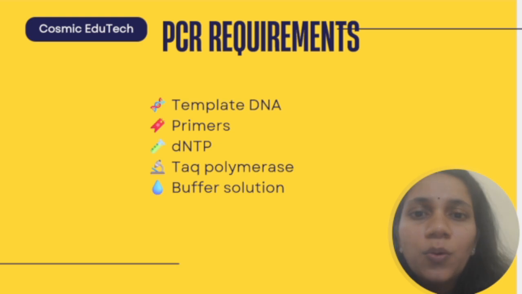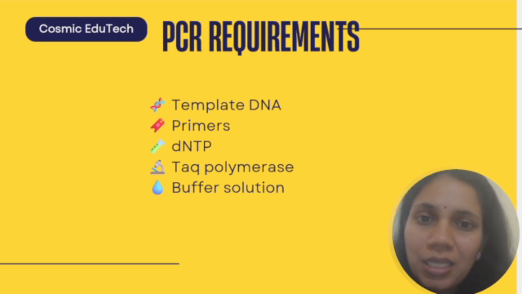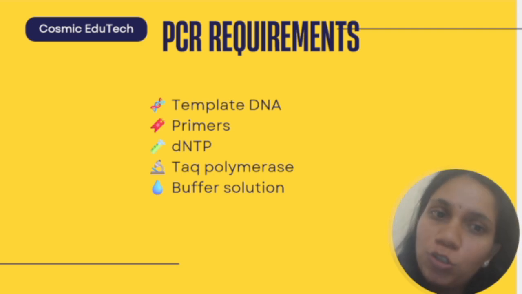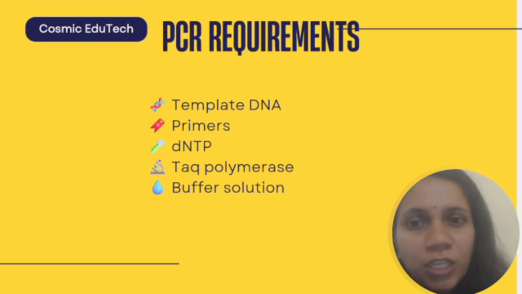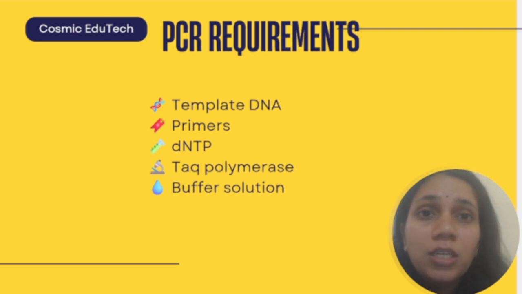Let us see what are the requirements of PCR. First of all, we should have a template DNA which will be amplified further. Then we have the primers, the short single-stranded sequences that define the region that needs to be amplified. Next is the dNTPs, which are the free nucleotides. Taq polymerase, the main enzyme, that is going to synthesize the new strands. And finally, the buffer solution, which is going to maintain the optimal pH and the ionic conditions.